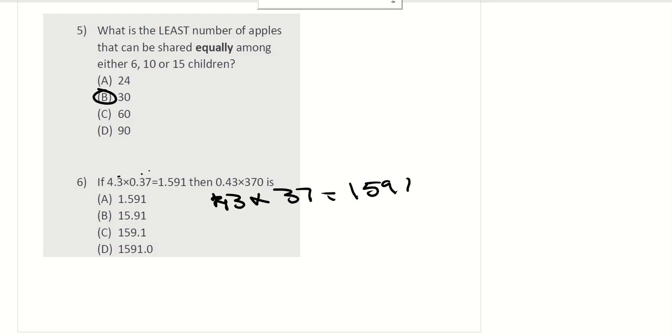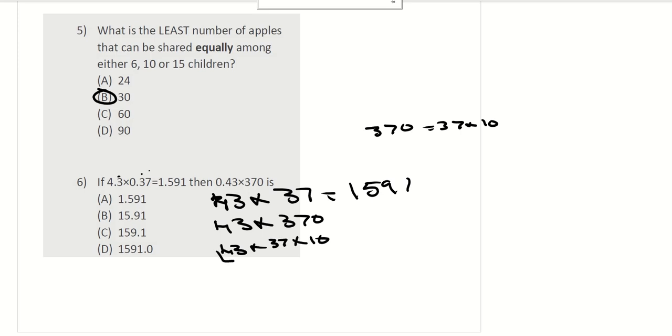So when we have 43 multiplied by 370, we need to recognize that 370 is 37 multiplied by 10. So we know that this will be 43 multiplied by 37 multiplied by 10. We know 43 by 37 is 1591 multiplied by 10 would be 15910. Now that we have gotten our answer without your decimal point, how many digits are there after your decimal point? 1, 2. So your decimal point at the end will shift 2 places. So that's how I got C, 159.1.